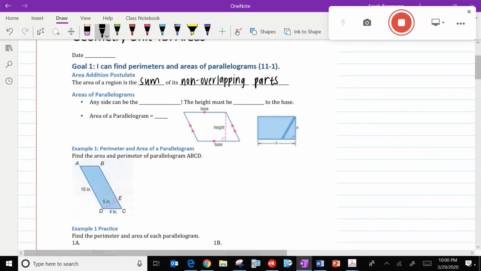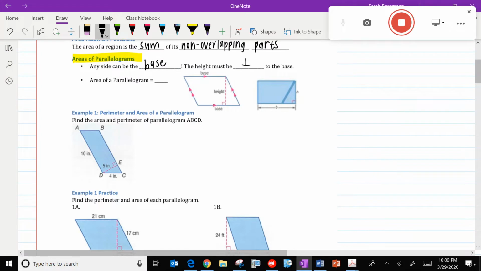Okay, so for the area of a parallelogram, this is important. This is a new formula. Any side can be the base, but the height must be perpendicular to the base. Remember, the symbol for perpendicular is this, an upside down T, and it means it creates a right angle. The area of a parallelogram formula is equal to the base times the height.